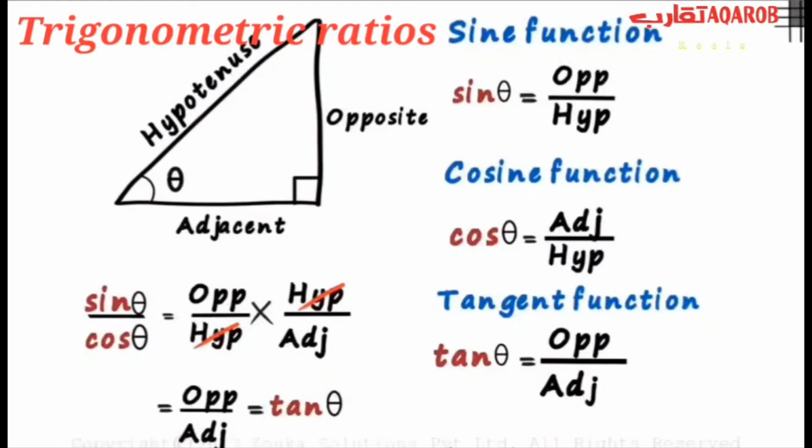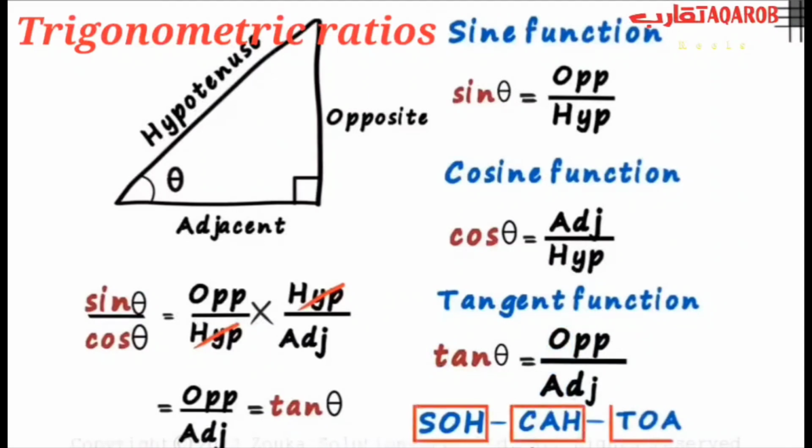But how do we remember so many formulae? It's very simple. Observe the first letters in each of the cases. Look at the first formula. S, O and H. So let's write SOH here. Now look at the second formula. It's C, A and H. So we write CAH here next to SOH. And in the third formula, it's T, O and A. We write TOA here. What we get is SOHCAHTOA.